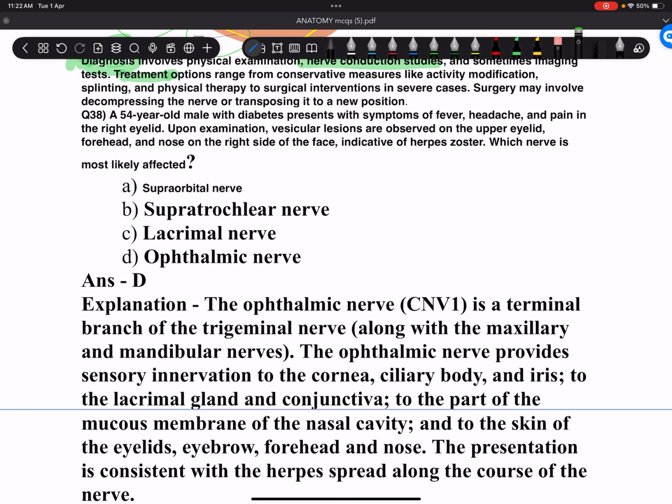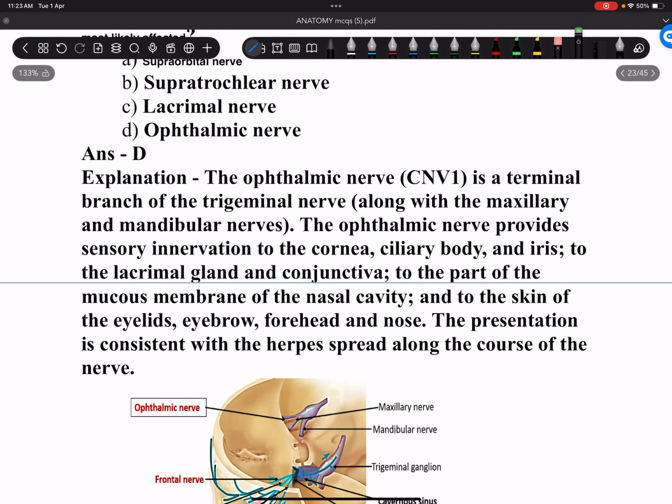The ophthalmic nerve is a terminal branch of the trigeminal nerve along with the maxillary and mandibular nerves. The ophthalmic nerve provides sensory innervation to the cornea, ciliary body and iris, to the lacrimal gland and conjunctiva, to part of the mucous membrane of the nasal cavity, and to the skin of the eyelids, eyebrow, forehead and nose. The presentation is consistent with herpes spread along the course of the nerve.